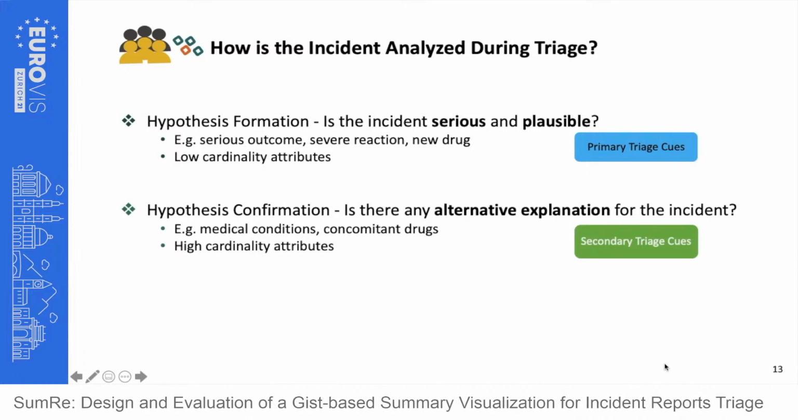Once analysts form a hypothesis looking at the primary triage cues, then they look for other information to see if their hypothesis is rejected or the information supports their hypothesis. We call these data attributes secondary triage cues. These attributes include medical history or the other drugs that are taken by the patient, to see basically if there is an alternate explanation for the incident or the adverse reaction. One thing to note about the secondary triage cues is that they are high cardinality attributes, which means there are thousands of drugs that are possible out there, and similarly hundreds of adverse reactions are possible with a particular drug.